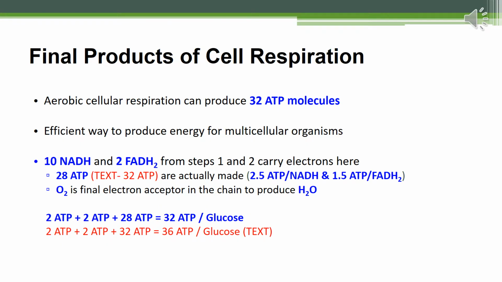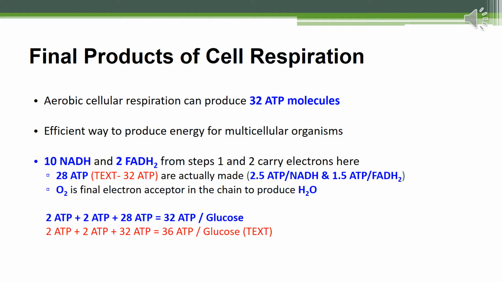So from steps 1 and 2, we've created 10 NADH molecules and 2 FADH molecules, which enter the electron transport chain. And in the electron transport chain, we make 28 ATP molecules because we get 2.5 ATP molecules per NADH and 1.5 ATP molecules per FADH. And the final electron acceptor in this chain is oxygen, which produces H2O.